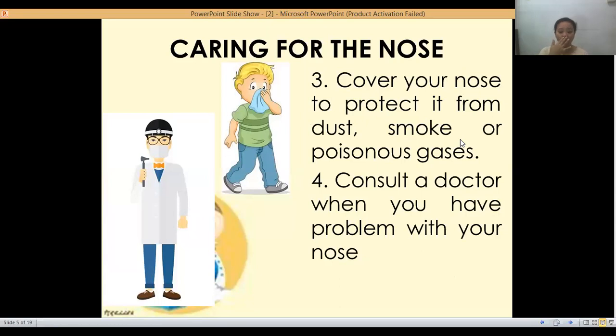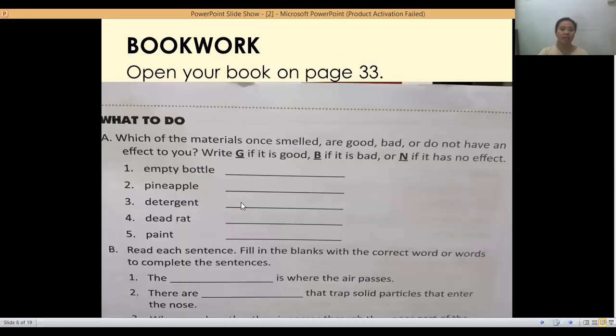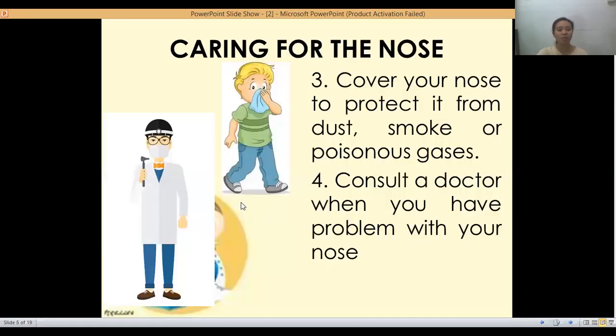When you have colds, you may find yourself sneezing or coughing. When you experience this, you should cover your nose with a clean handkerchief when you sneeze or cough. This will prevent others from catching a cold too. And blow your nose gently, not too hard, okay? Next, number four, consult a doctor when you have a problem with your nose. And we have only one, two, three, four.